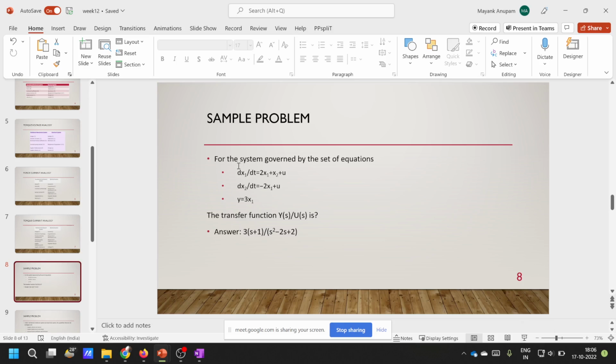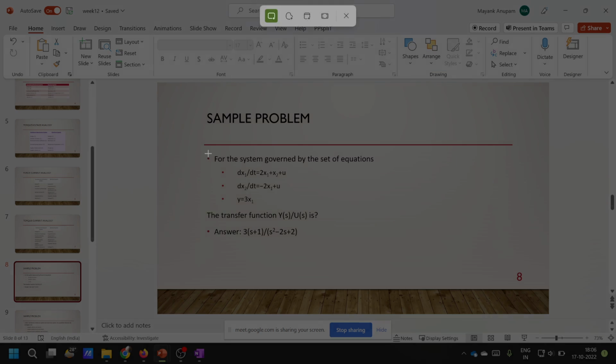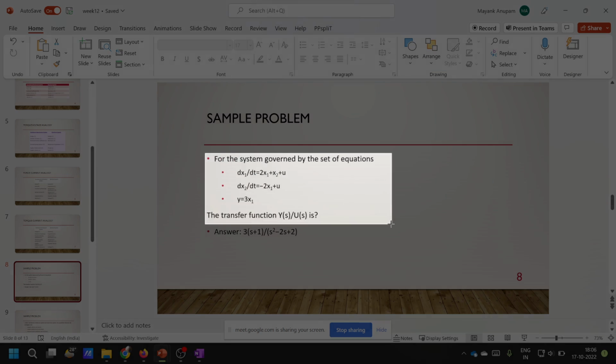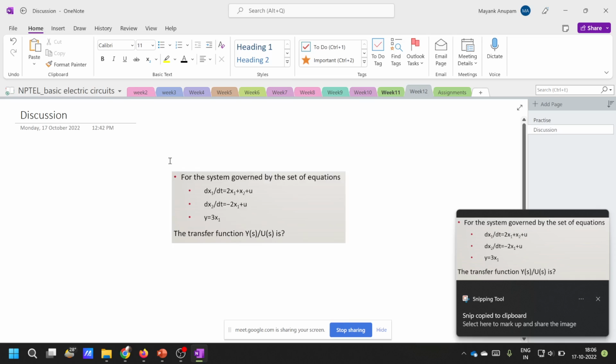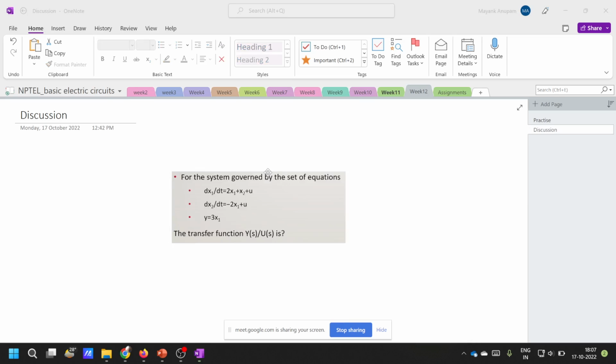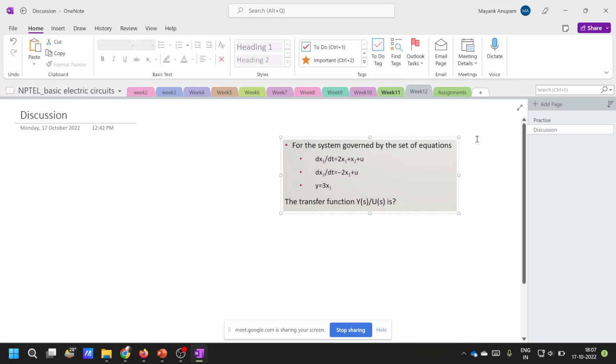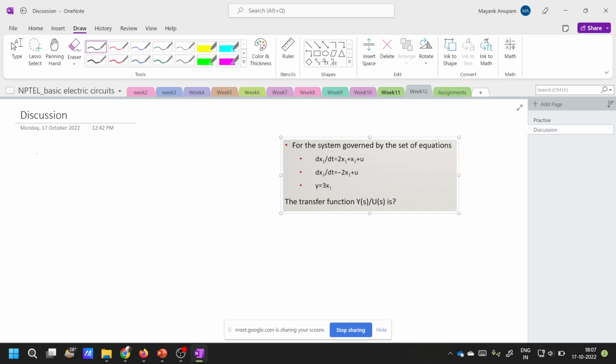for the system governed by the set of equations dx1/dt = 2x1. So let's take a screenshot. This is the question that you have. Now for this system you have to find the transfer function, right? So what should we do? We know that transfer function is represented in the Laplace domain, right? So you see, this is Y(s) divided by U(s).